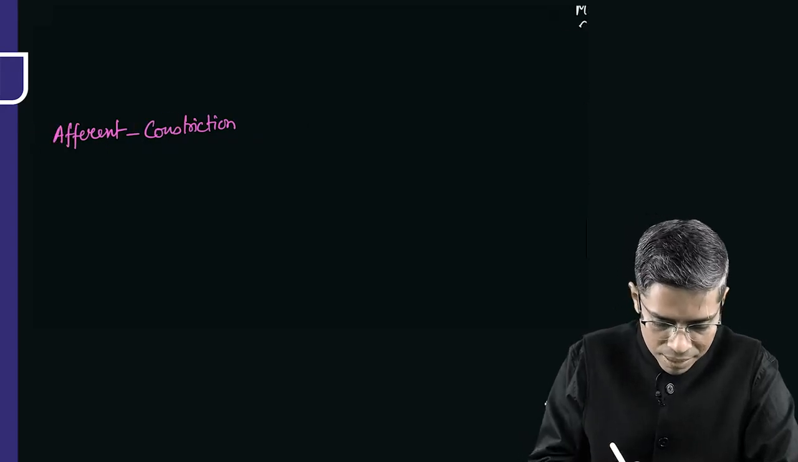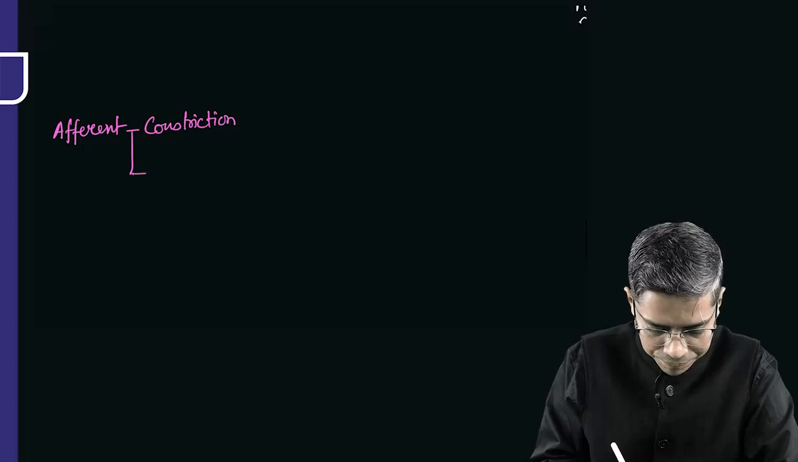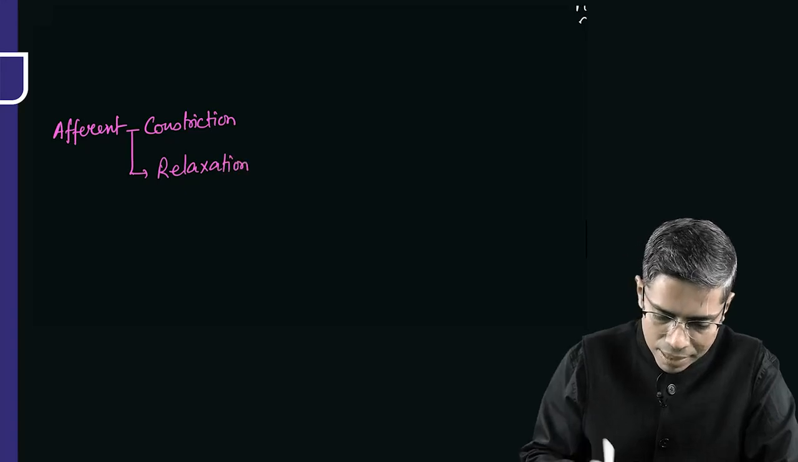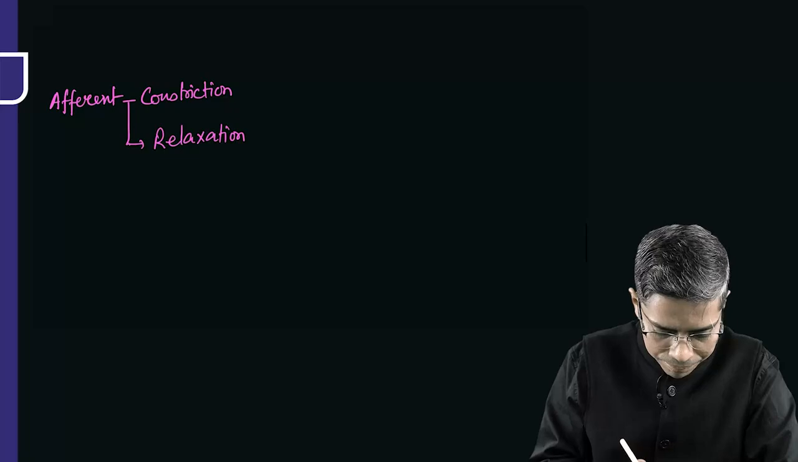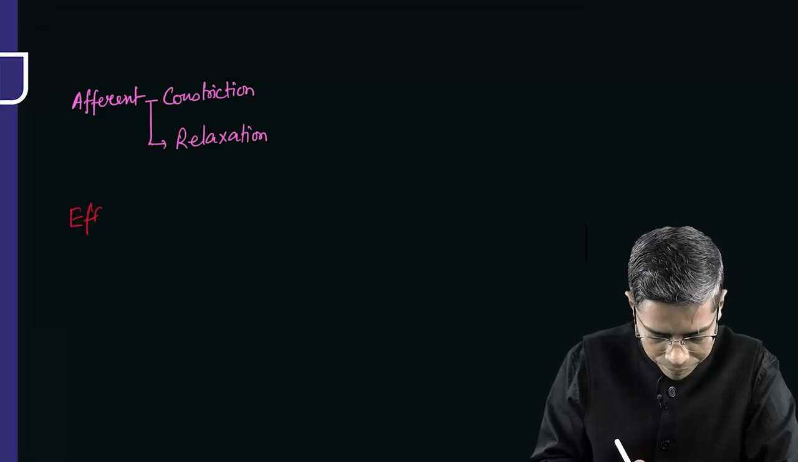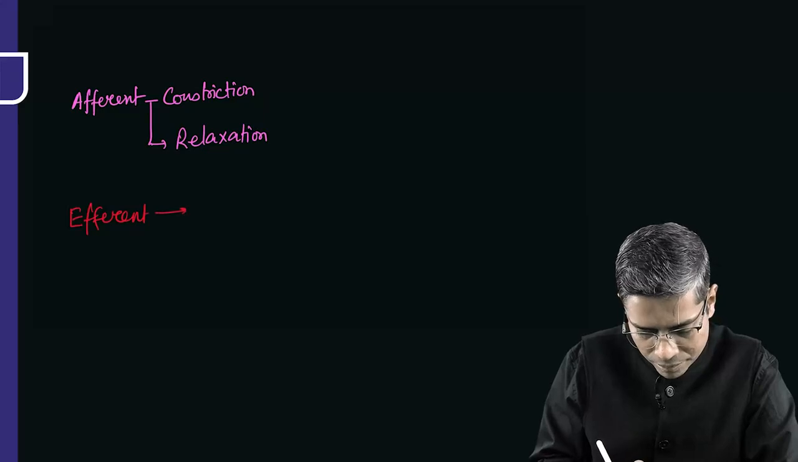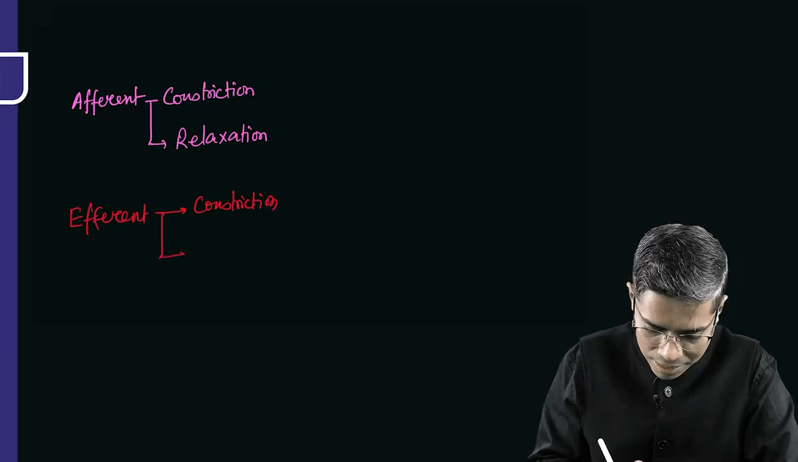and very simple. So I'm writing here: afferent arteriole, constriction, and relaxation. And then efferent arteriole, constriction, and relaxation.